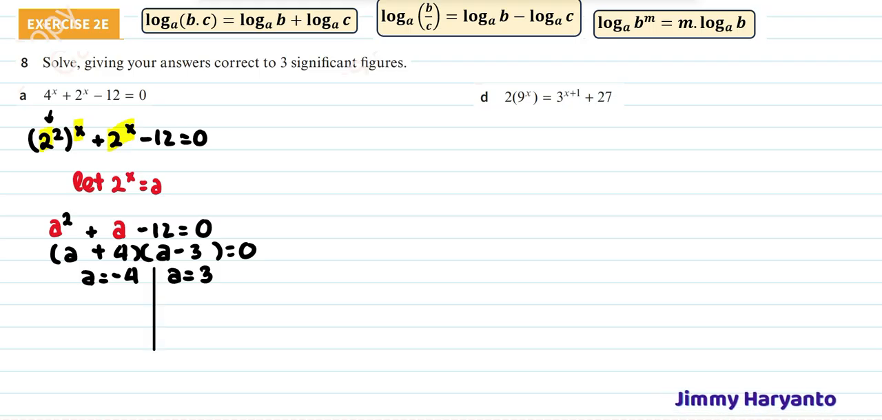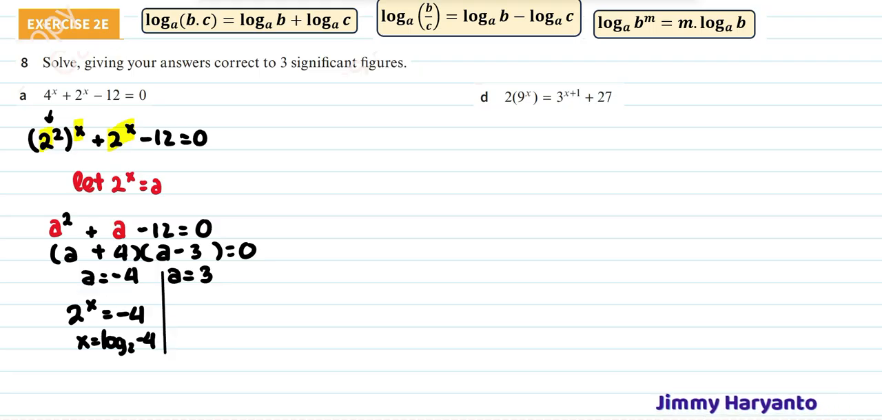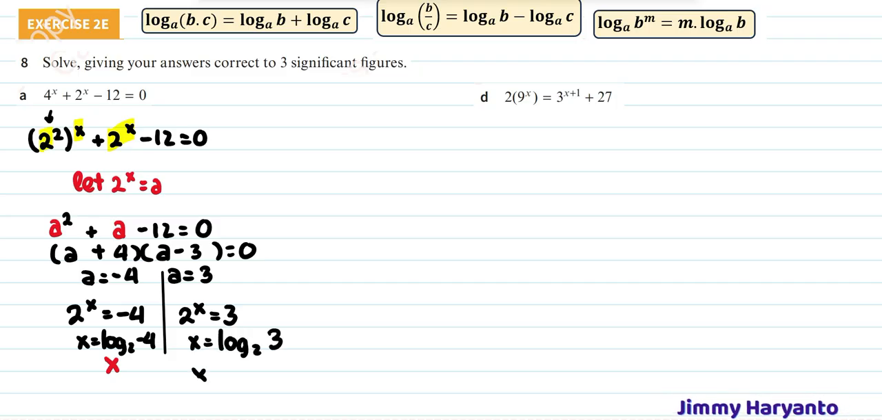Then don't forget to revert it back into 2 to the power of x equals negative 4, so x equals logarithm 2 of negative 4. Yeah, you move the 2, it will become log 2. For this one undefined, that means we have to reject this one. And then this one is 2 to the power of x equals 3, that means x equals log 2 of 3 in 3SF. That means we have to calculate this. Log 2 of 3 equals 1.59. This is the first answer.